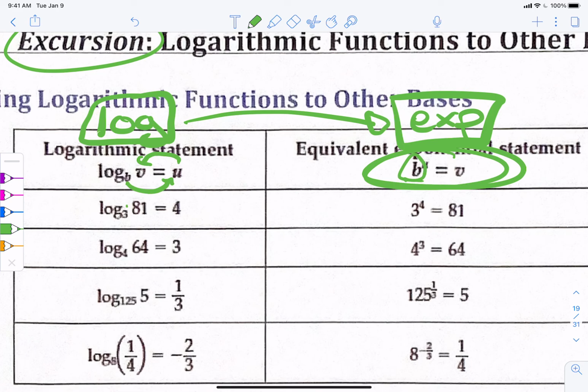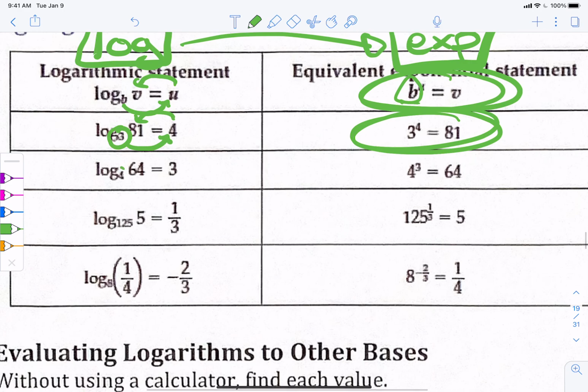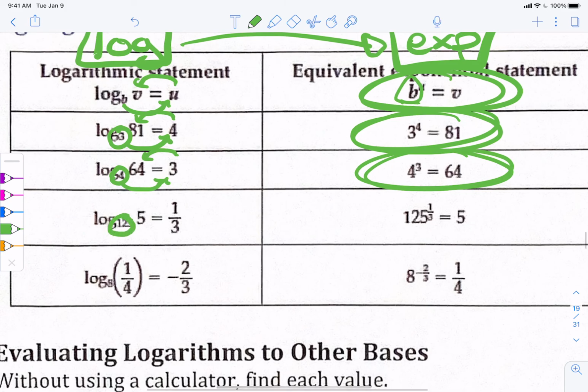The basement number on the second one is 3. 3 to the fourth power equals 81. That's how they have it written over here. Okay, we know how to switch back and forth between the two, right? Basement number here is 4, so 4 to the third power equals 64. That's how they have it written over here. Basement number is 125. 125 to the 1/3 power equals 5.